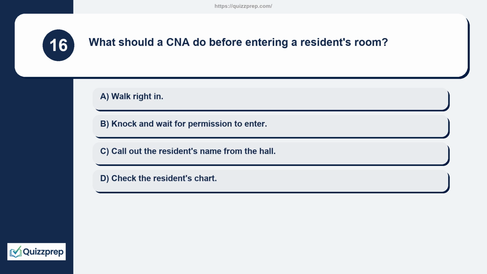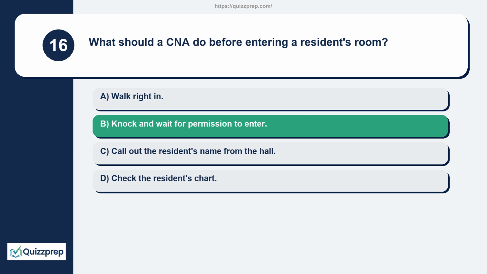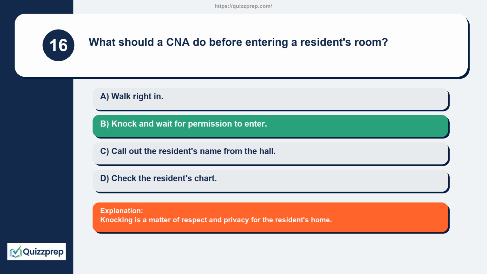Question 16. What should a CNA do before entering a resident's room? Walk right in. Knock and wait for permission to enter. Call out the resident's name from the hall. Check the resident's chart. Knocking is a matter of respect and privacy for the resident's home.